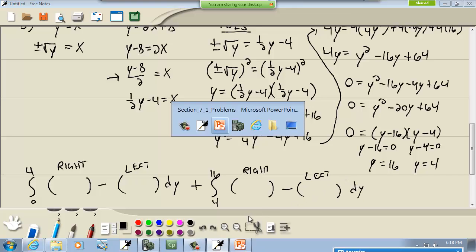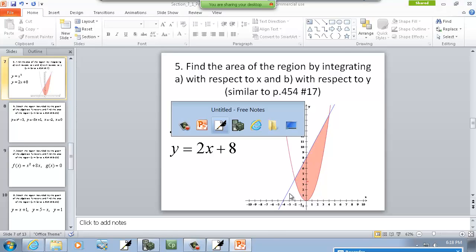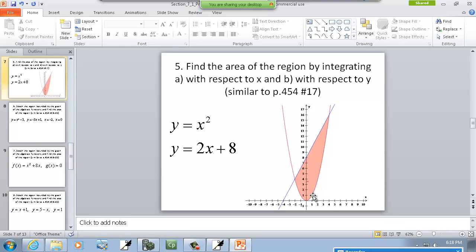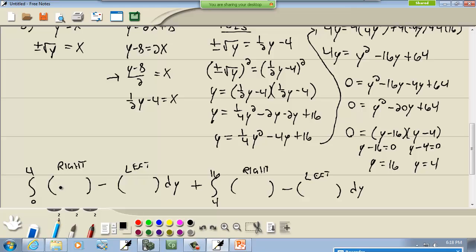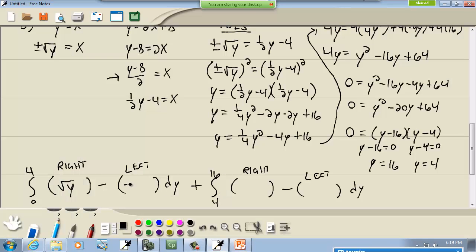Well, if I look from 0 to 4 here, this curved graph here is to the right. Well, that was my original parabola, and I solved it for x. We got plus or minus square root of y. Well, that's our x value. This side is our positive version, because this is where the x values are positive. So that's going to be the graph to the right. Now here, our graph to the left is the negative version of that. So we're going to have negative square root of y.